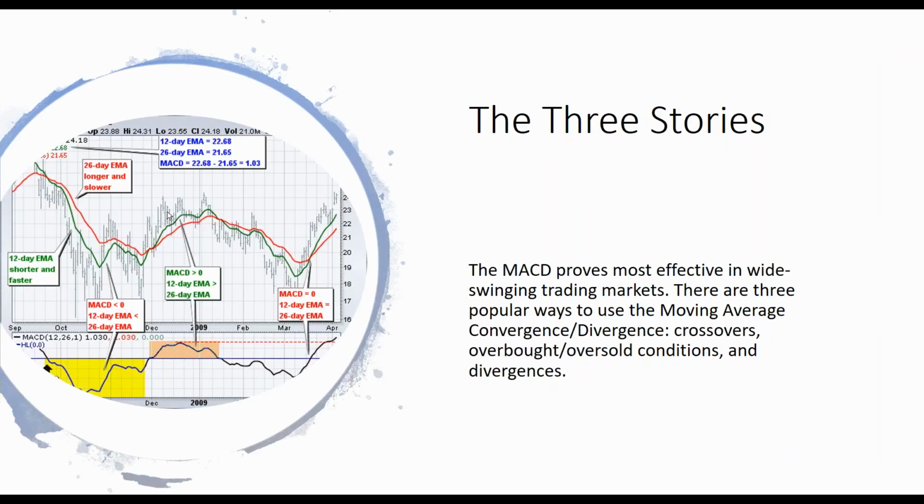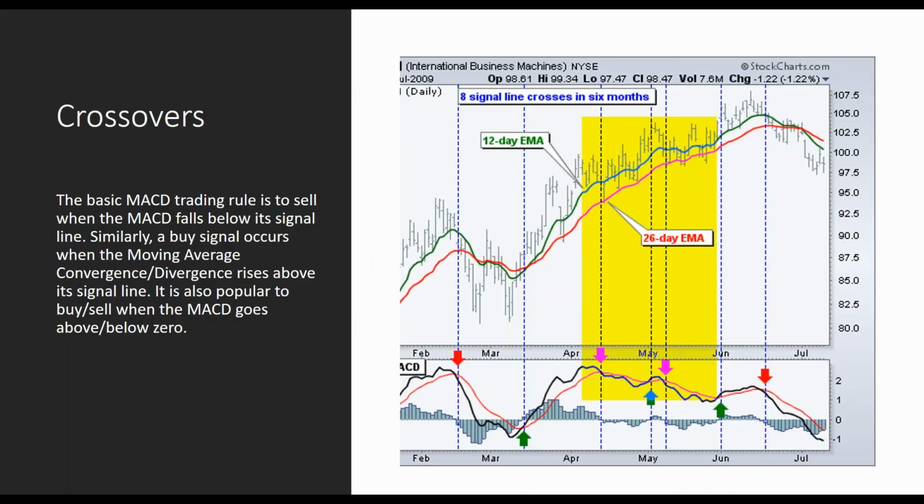Okay, so now MACD gives us three different stories. There are three popular ways to use moving average convergence and divergence. One is crossovers. Two is overbought and oversold conditions. And three is by divergence.